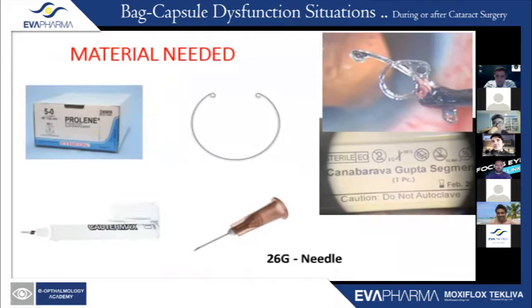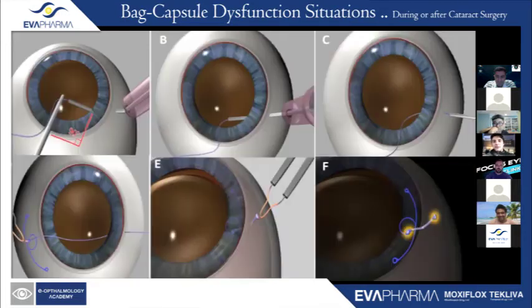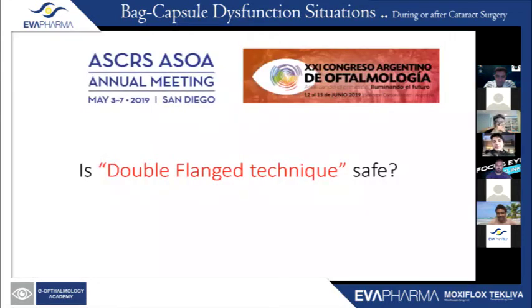And the flat CTS, like Ahmed, you can produce the same tilt. I had the same tilts when I used a flat CTS. A 26 gauge needle for double flange with 5-0, and a 29 gauge needle for 6-0. Here are the photos, the pictures to review. And the question: is the double flange technique safe?